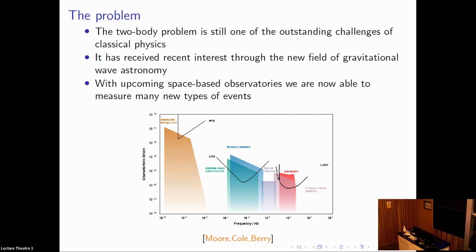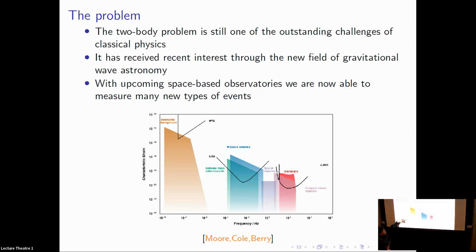I have this plot here of the characteristic strain produced at various frequencies from various types of events. And then we have these sensitivity curves of the observatories that exist, or will exist at some point. For pulsar timing arrays, we can measure the stochastic background. With LIGO, we were able to measure compact binary inspirals. And with LISA, we'll be able to measure things like extreme mass ratio inspirals and massive binary mergers, essentially. Anything above these curves we'll be able to measure.